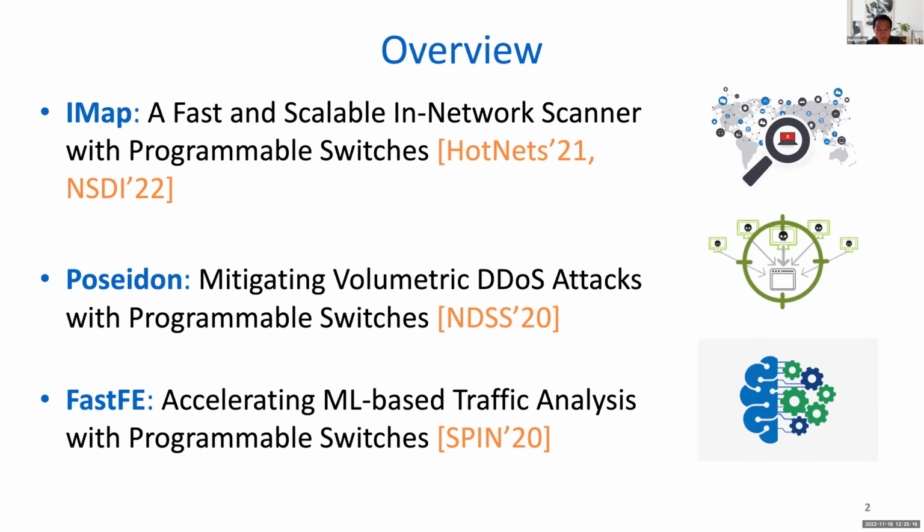We have recently developed a couple of systems, and here I want to emphasize three of them. The first system we call IMAP. With these systems we try to achieve a fast and scalable in-network scanner with programmable switches. We had a paper published in HotNets last year, and this year we presented a long version of the paper at ASPLOS.